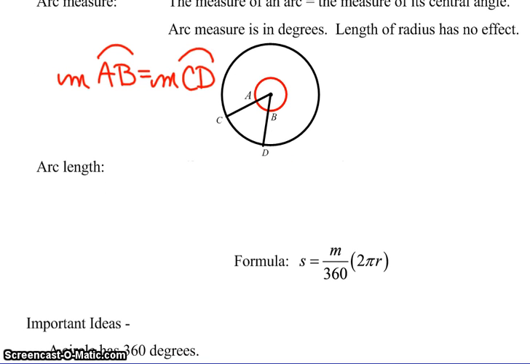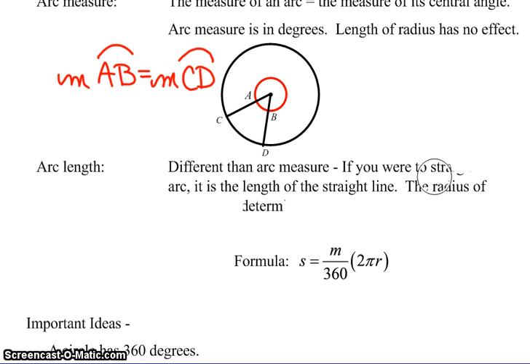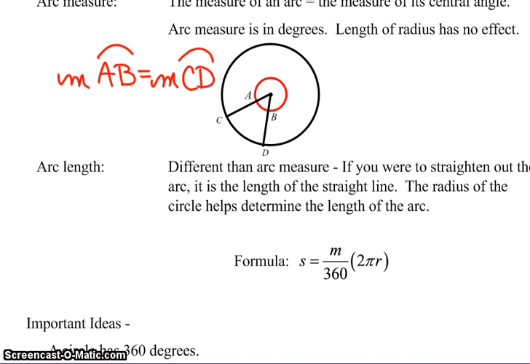Arc length does refer to the radius. You will notice in the example above that the red arc is definitely smaller than the black arc. Arc AB is definitely a smaller piece of the circle than arc CD. It's still the same proportion of the circle. So we have a formula for that, and the formula is based on the circumference of the circle.